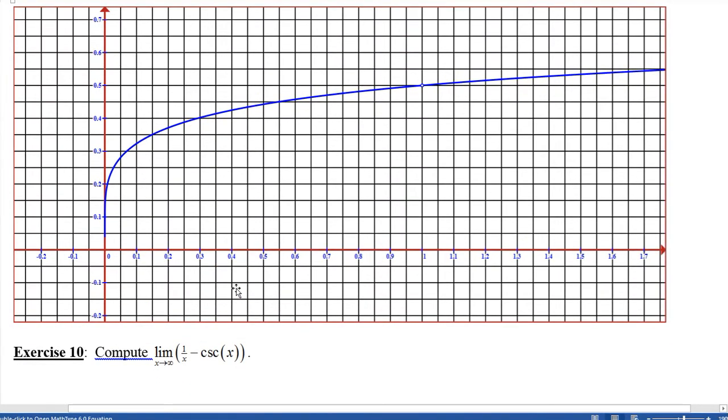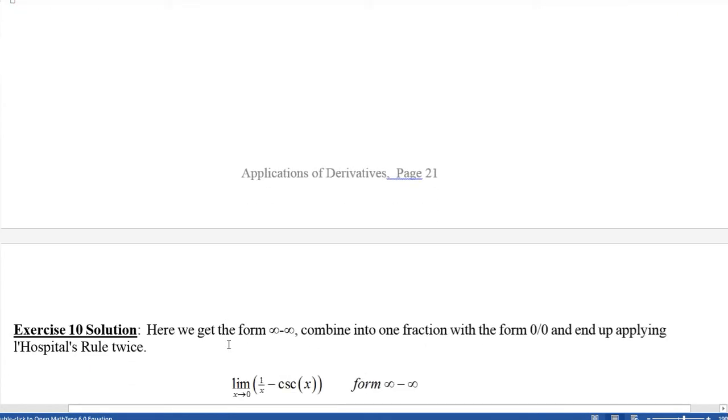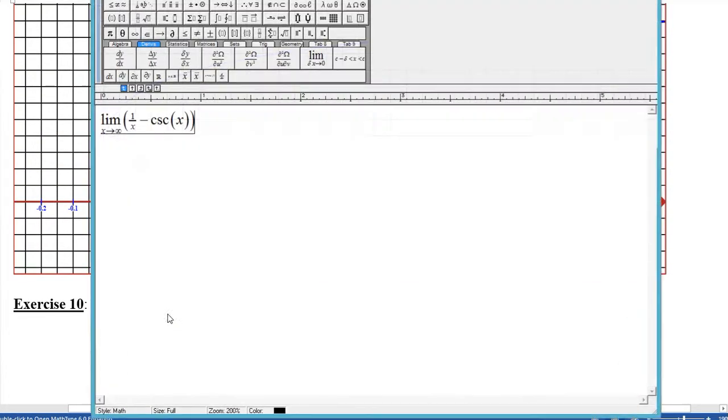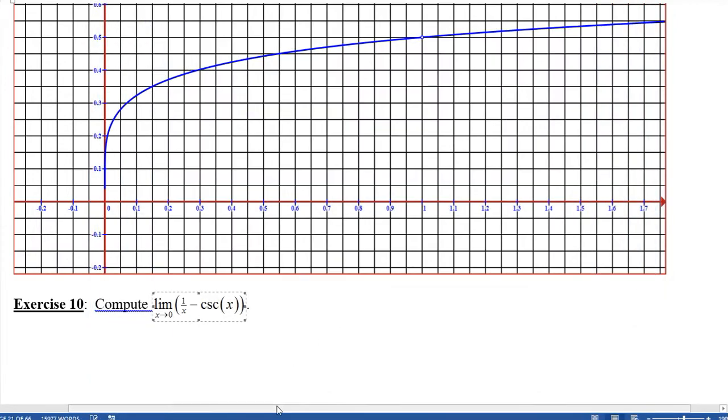How about this one? See if you can do this one yourself now. Limit as x approaches infinity of 1 over x minus cosecant of x. First of all, verify that this is the same form we're talking about, and then see if you can use the same sort of technique. That's not what I wanted. I'm sorry. I want this to go to 0, not infinity. Let me fix that. Alright, now try it. Okay? Go ahead and press pause now.